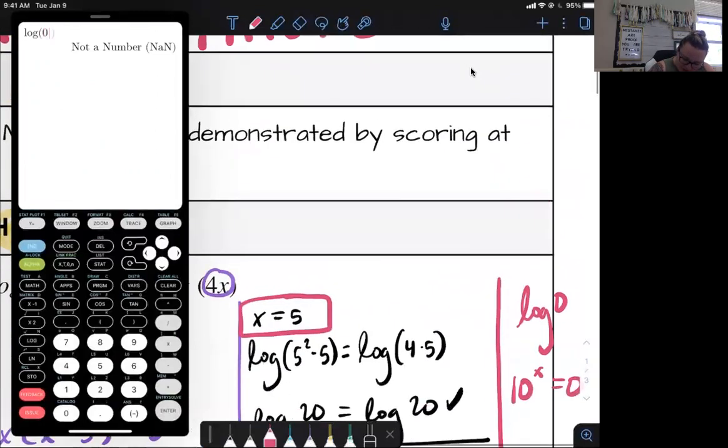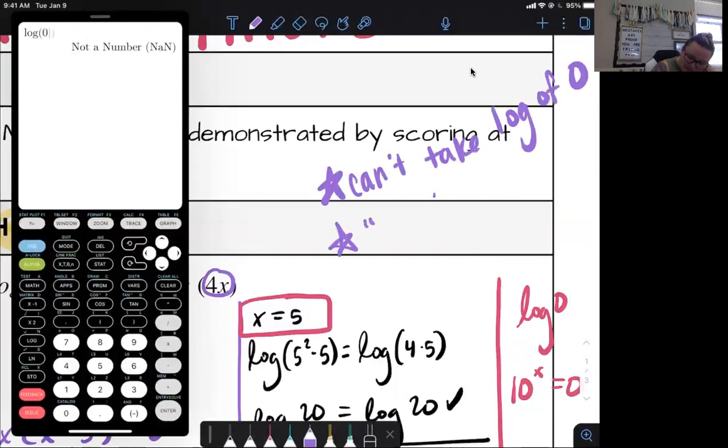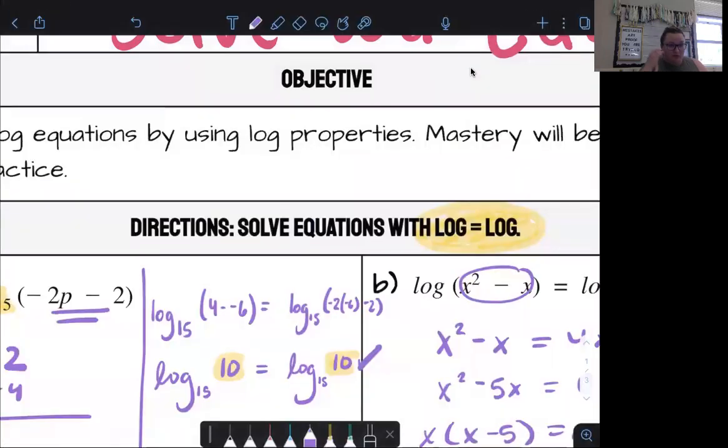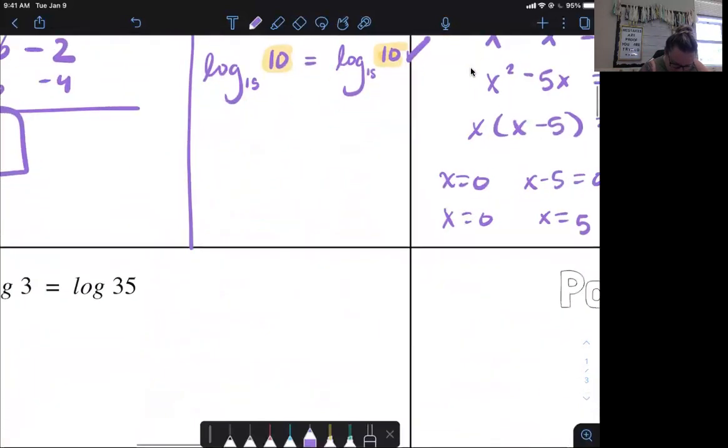So maybe we should just make a note at the top of our notes here. We can't take the log of 0, and we can't take the log of negative numbers. Just things to keep in mind. Because remember, logs are really just powers. So a logarithm defines different powers. Any base to what power would ever get you 0? Any base to what power would ever get you a negative number? It just doesn't work.